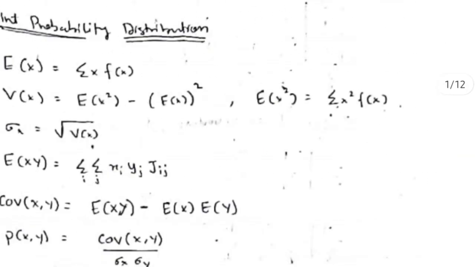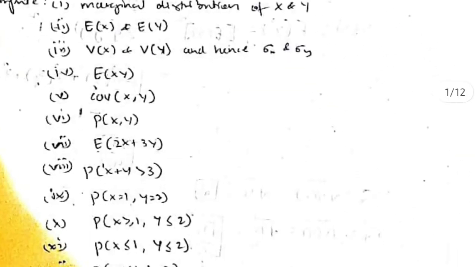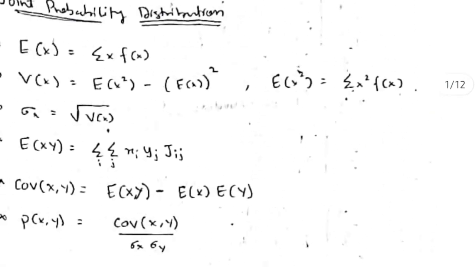Next, what they have asked is V of x and V of y, and hence sigma x and sigma y. Let's look at these formulas here. V of x is equal to E of x square minus E of x whole square. Okay, see here we have two terms, E of x square and E of x whole square. What is E of x? This one we had already got here. We will be substituting that value and finding the square.